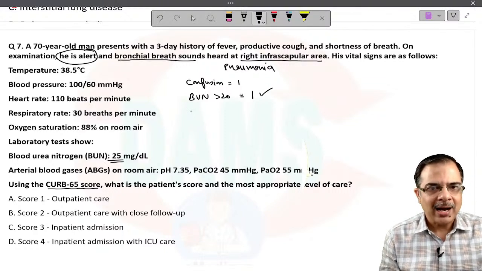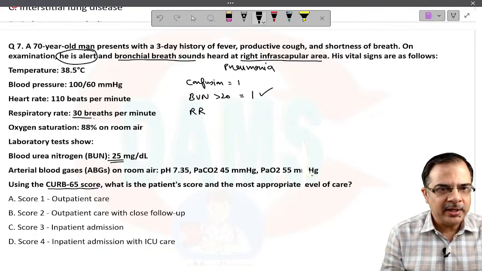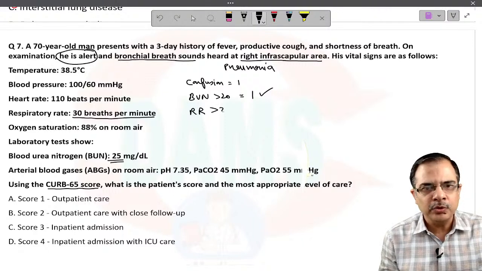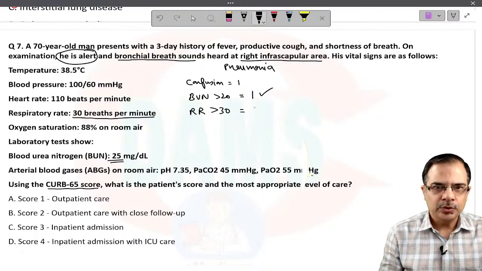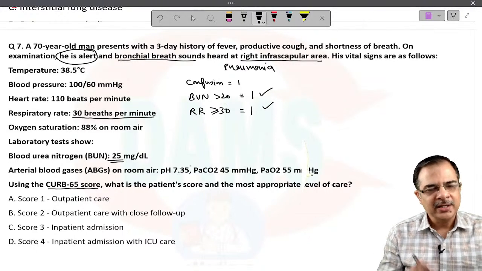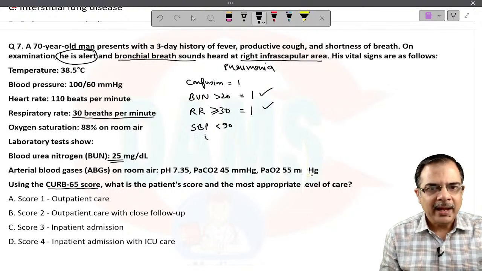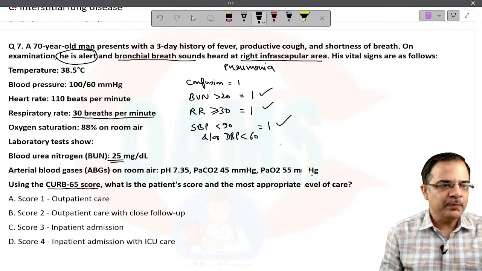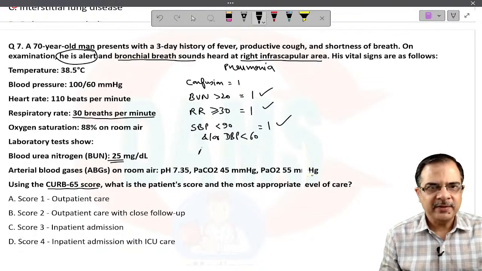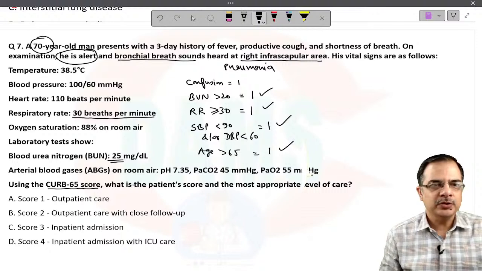Now R. R means respiratory rate. So the respiratory rate is increased here, 30 breaths per minute. So it should be more than 30 respiratory rate, so it is given as 1 point. Yes, we'll take 1 point here also. Even if it is 30, take it as 1 point. While B stands for either systolic BP less than 90 and or diastolic BP less than 60. Any one of them, 1 point. And 65 is age more than 65, 1 point. So the patient is 70 years of age.